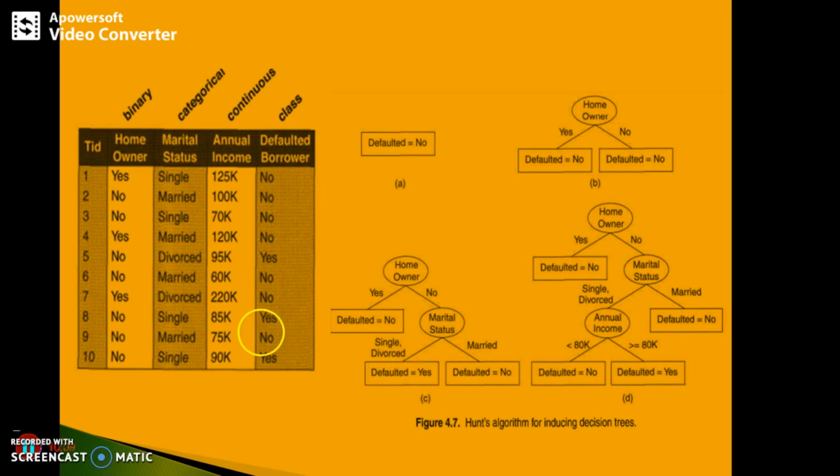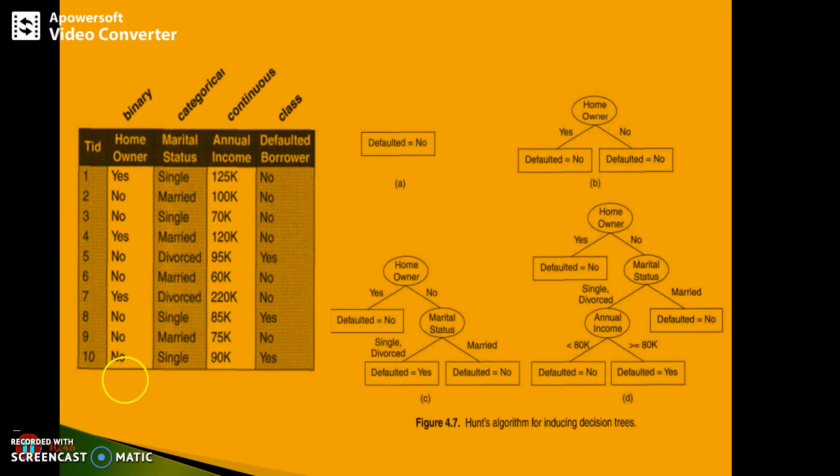That is 3 records. Remaining records where homeowner is equal to no: 1, 2, 3, 4. There are 4 records which say that he is not a risky person, or his class, default borrower, is equal to no. So remember, there are 4 records which say that when homeowner is equal to no, default borrower is also equal to no. But there are 3 records which say that when homeowner is equal to no, it belongs to the default borrower class. So 4 and 3.